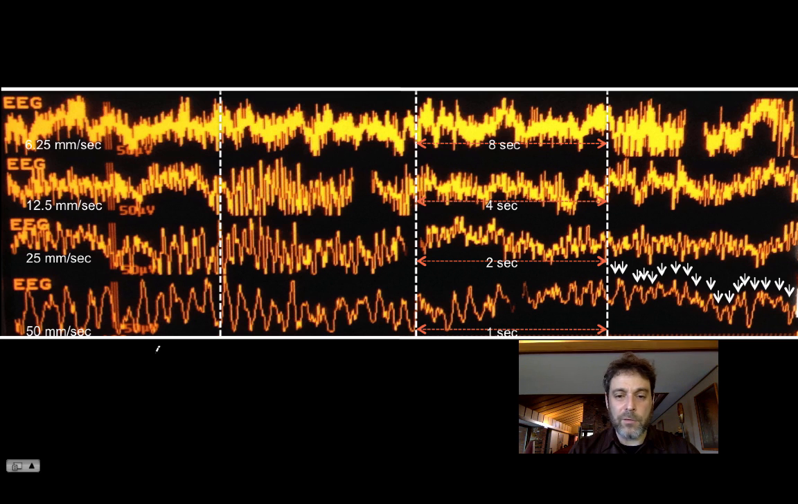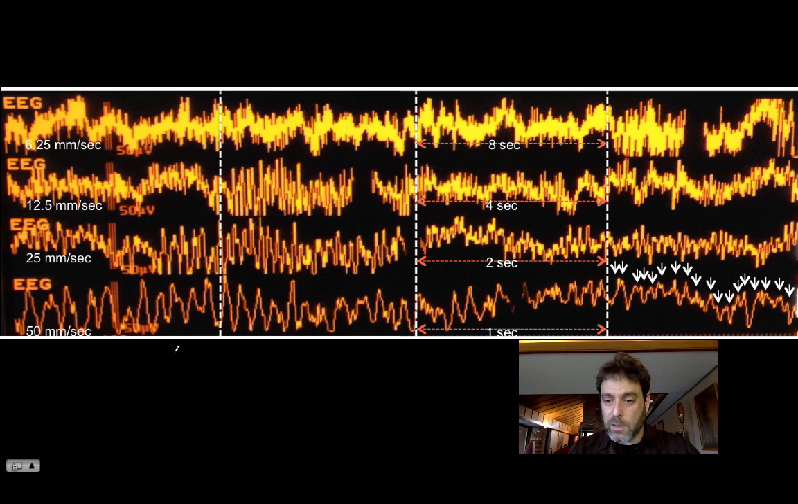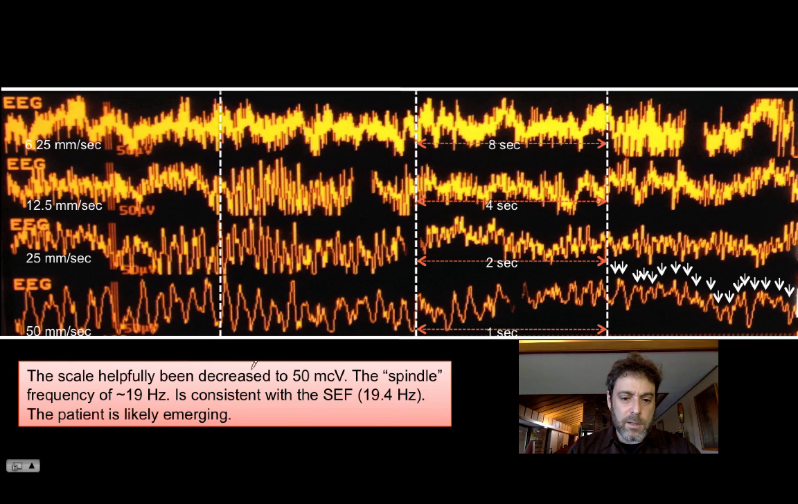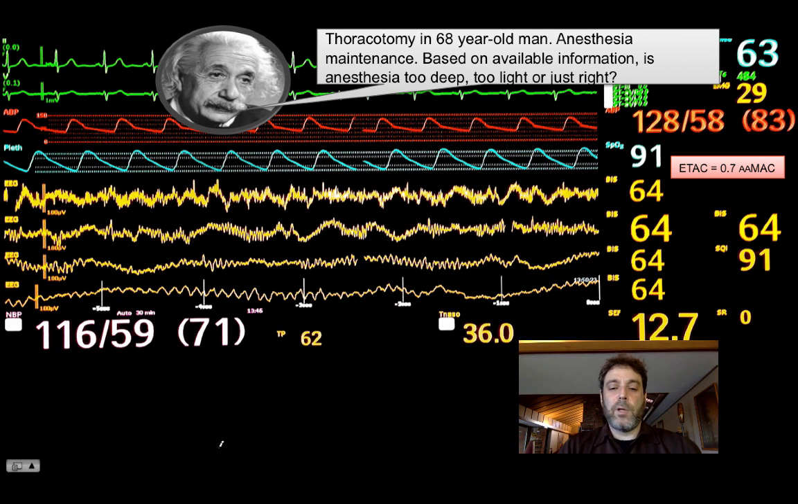And then here I have interpreted this example just shown. The spindle frequency, or the frequency of the beta waves, is at 19 Hertz, which is consistent with our spectral edge frequency, and the patient is likely to be emerging.